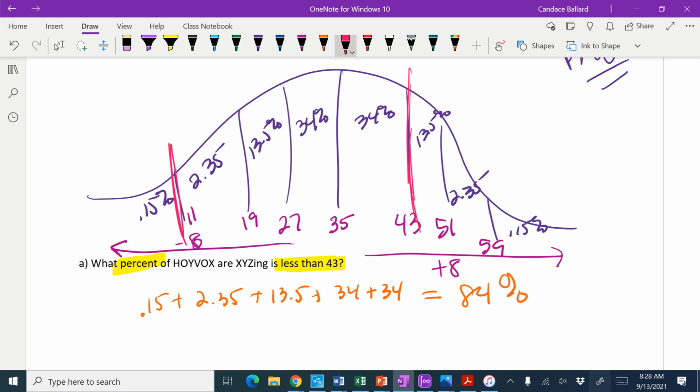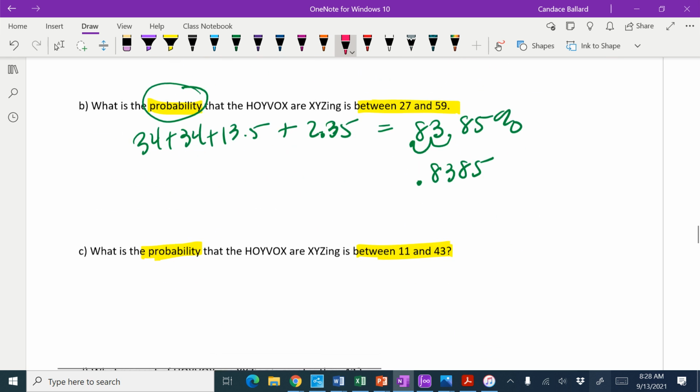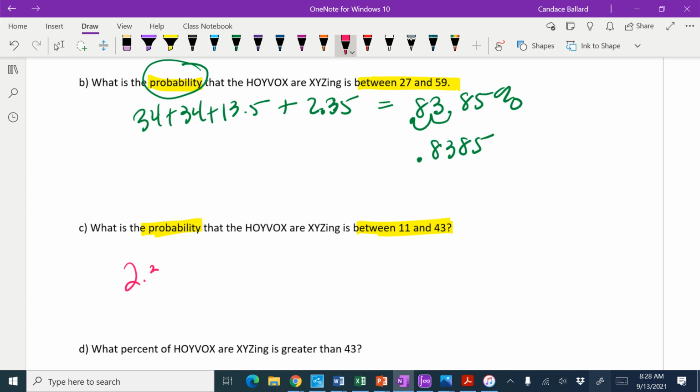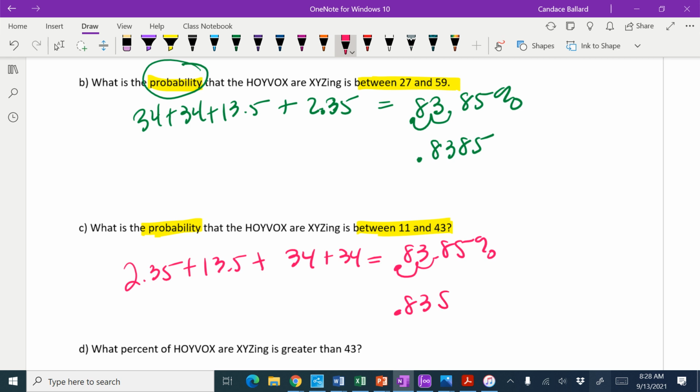Okay, so 2.35 plus 13.5 plus 34 plus 34. That looks kind of familiar. Plus 13.5 plus 34 plus 34. Isn't that 83.85? Didn't we already do that? Yeah. So this time, what did it ask for? Percentage or probability? What do I have to do for probability? Move the decimal left twice. So 0.8385.